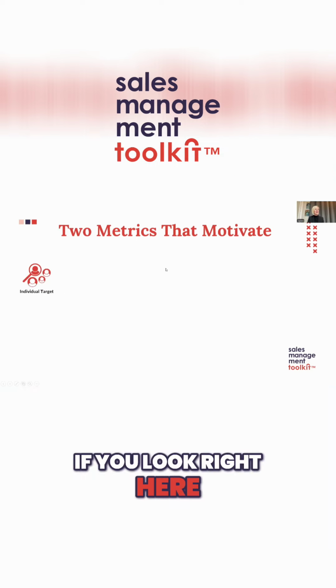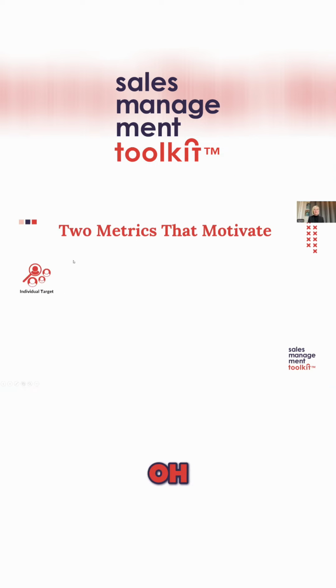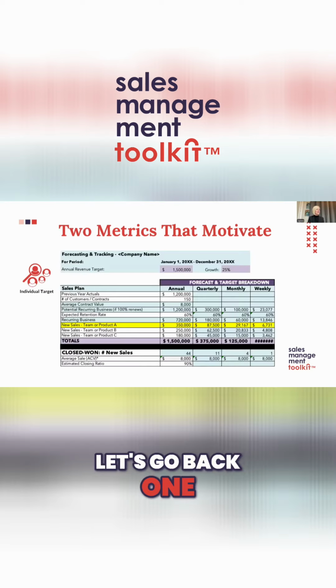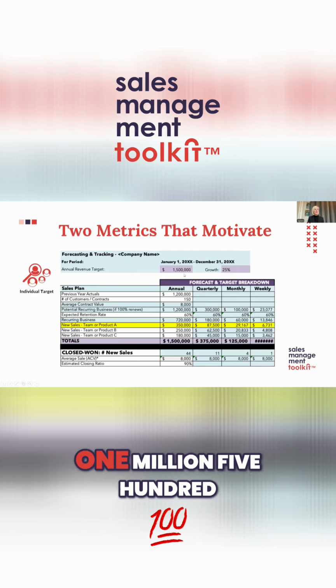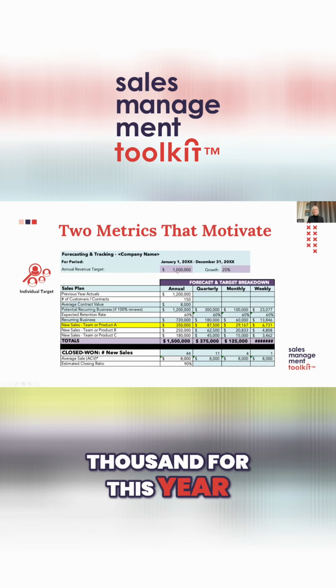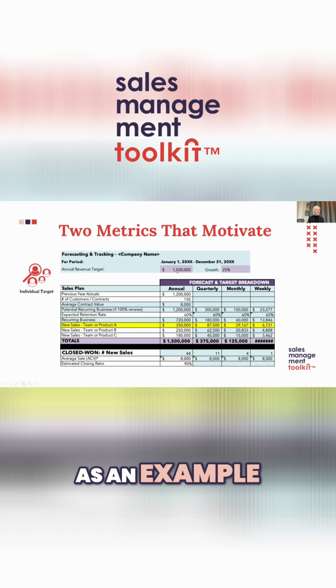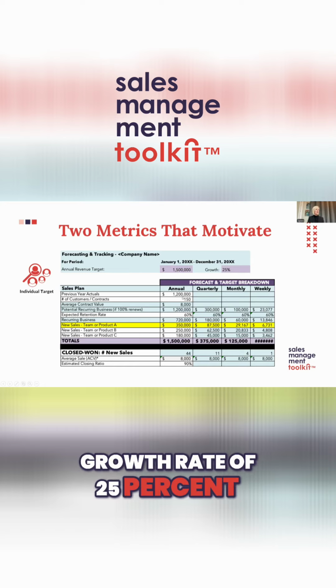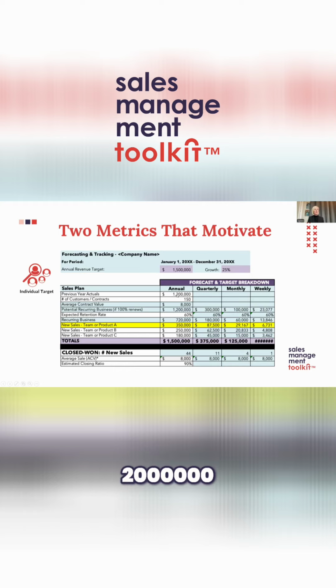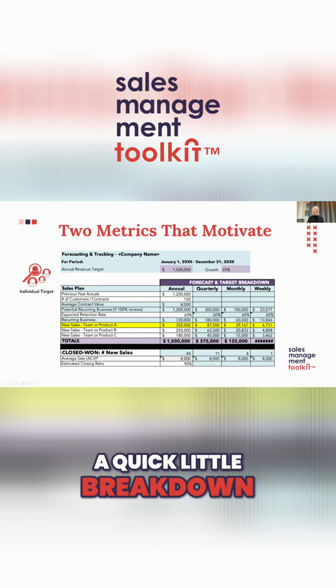If you look right here, our annual revenue target, oh, sorry, let's go back one, Jonathan, right here. So our annual revenue target right here is $1,500,000 for this year, as an example. And that represents a growth rate of 25%. So if our previous year we did 1.2 million, now we want to do 1.5, how are we going to do that? And this is just a quick little breakdown of how we're going to do that.